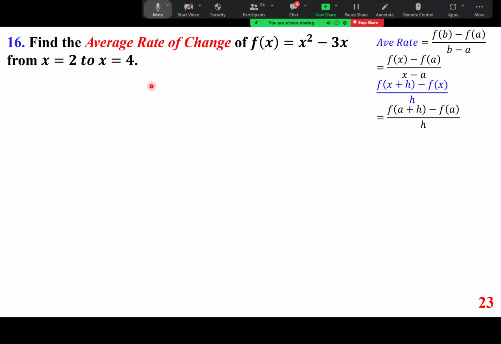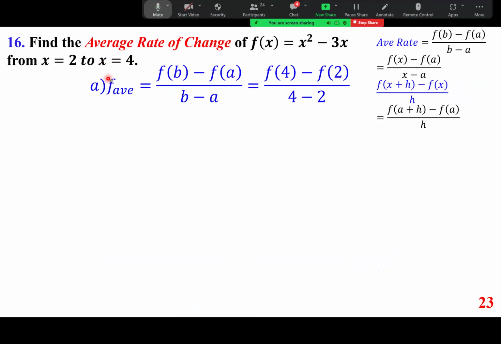F of x is x squared minus 3x, and we want to find the average rate of change from x equals 2 to 4. That means basically f of b minus f of a over b minus a, or f of x up 2 minus f of x up 1 over x up 2 minus x up 1. So f of 4 minus f of 2 over 4 minus 2. You plug in 4, you get 4 squared minus 3 times 4. You plug in 2, you get 2 squared minus 3 times 2. And the denominator is 4 minus 2, or 2.